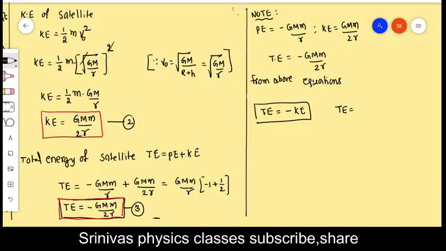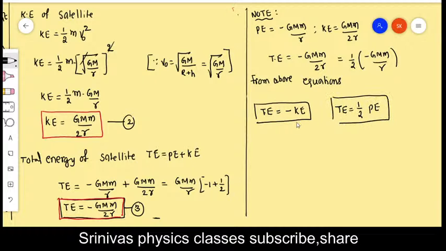Total energy we can also write in terms of potential energy. Total energy is equal to minus GMm by 2r. I will write 1 by 2 to one side, and the remaining is minus GMm by r. In this total energy formula, we can write 1 by 2 into minus GMm by r. This minus GMm by r is the potential energy. That means total energy is equal to half of the potential energy.